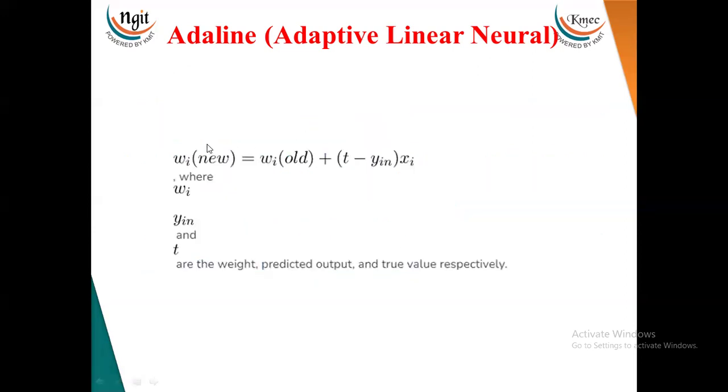So this is the weight adjustment formula. How are we going to adjust the weights? New weight equals old weight plus (t minus y_in) times x_i, where w, y_in, and t are the weight, the predicted output, and the true value respectively. This is the delta rule which we are going to use for the adjustment of the weights.